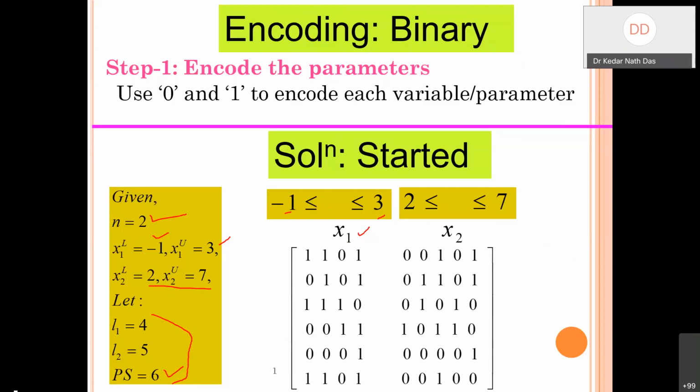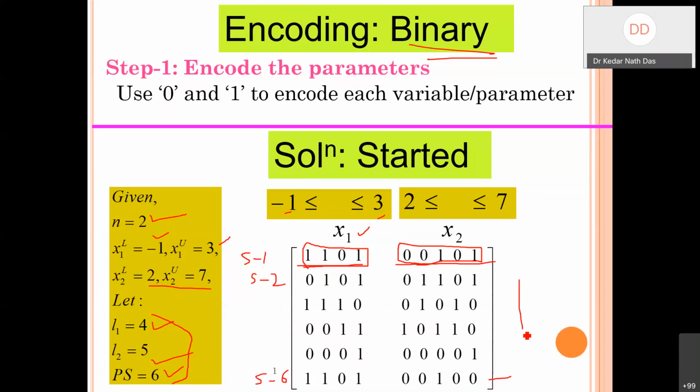Since I have taken L1 equal to 4 for the first variable, there should be 4 bits in x1. For x2, there should be 5 bits. What are they? They are 0 and 1 only, because it is a binary encoding system. There are many other encoding systems also, which are out of the scope of this lecture. So I have to generate 0s and 1s randomly, asking the computer to generate them 4 times for x1 and 5 times for x2. That is called one string, string number 1. Similarly, for string number 2 we do the same exercise, and similarly strings 3, 4, 5 up to 6. So the total number of strings we have taken is 6, that is called the population size.